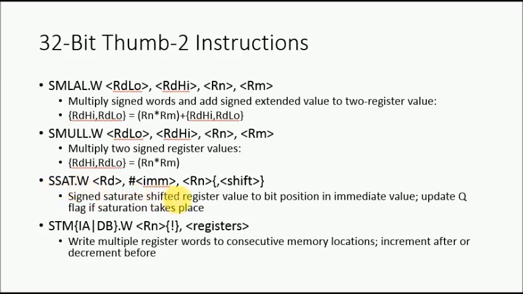So here SS means signed saturate. Shift the register's value to the bit position given in the immediate value, and update the Q flag if saturation takes place. If the result is not placed within that particular bit limit, then the saturation flag will be set or updated.